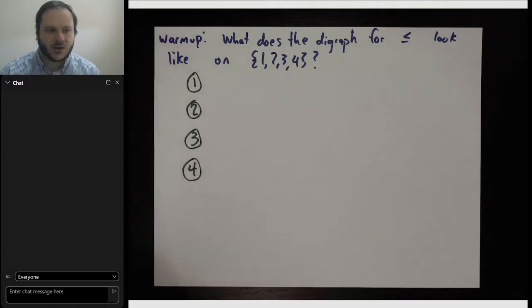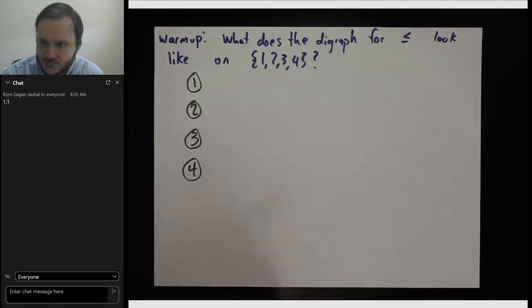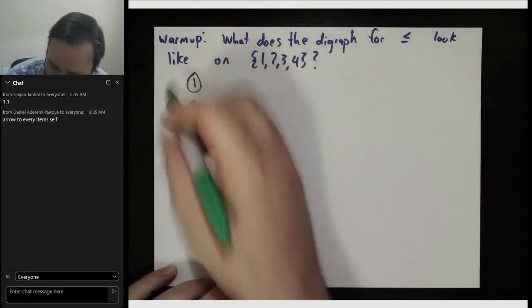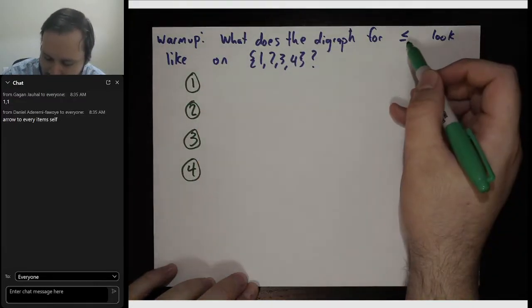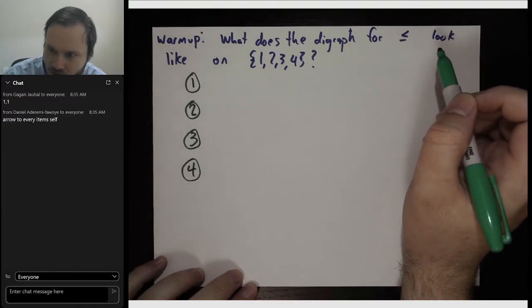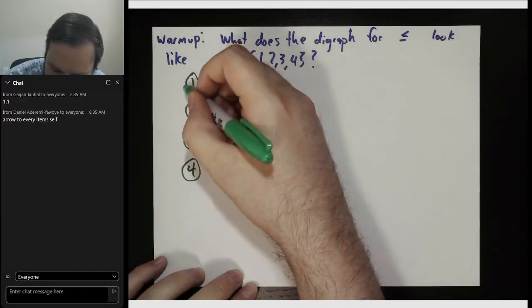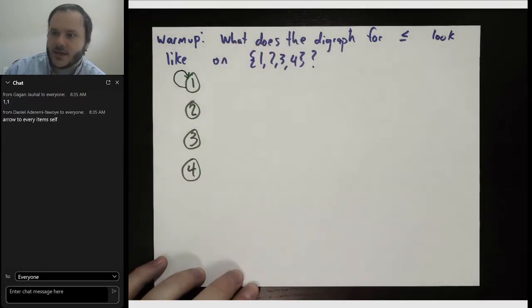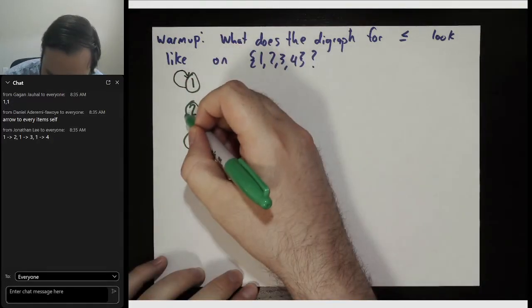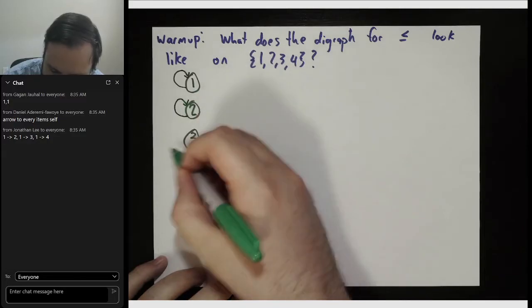So what's one arrow that I want to draw? One, 1. Good. Nice solid bet. 1 less than or equal to 1 is true. So 1, 1 is in the relation. And every item gets an arrow to itself. That is true as well. Everything is less than or equal to itself.